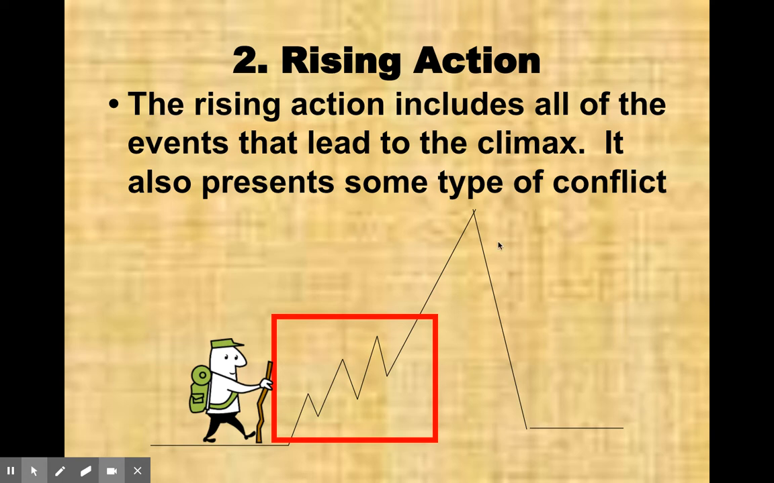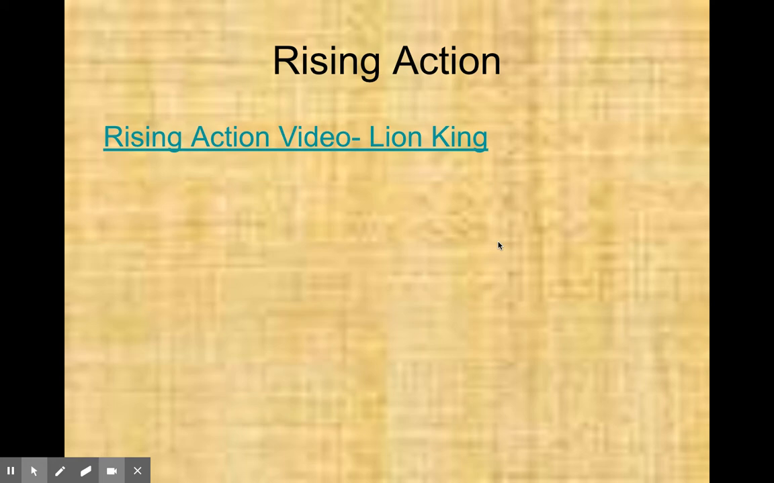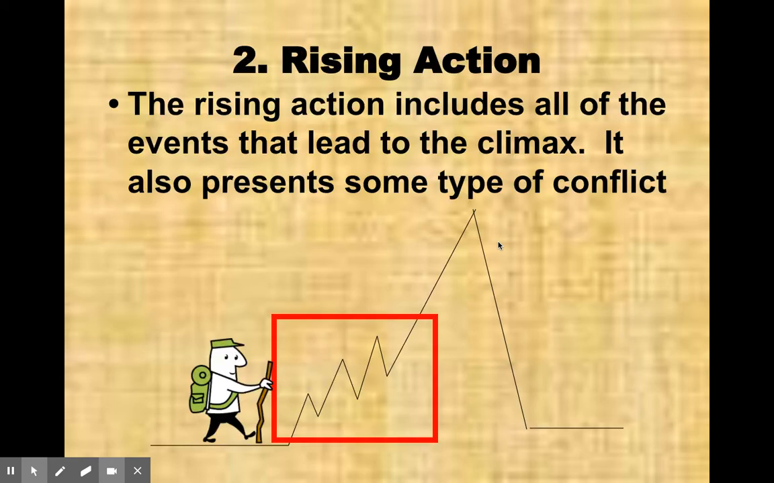So let's go to this next slide. You can pause if you need to. This is our last slide, but conflict is still going to be introduced. So you still have a little bit of work after this. So the rising action includes all of the events that lead to the climax.